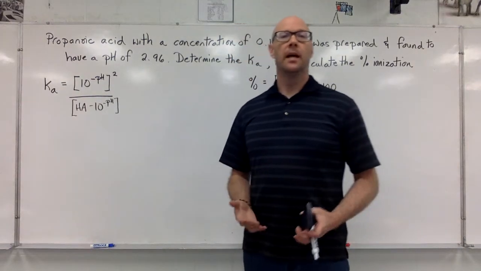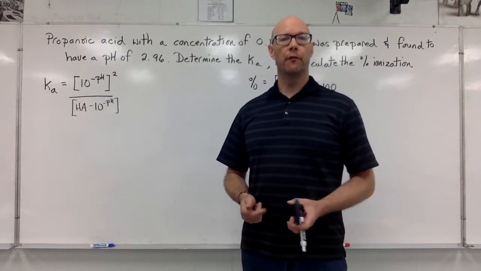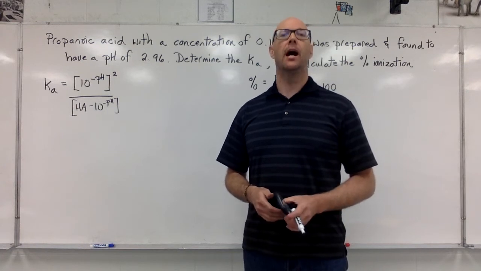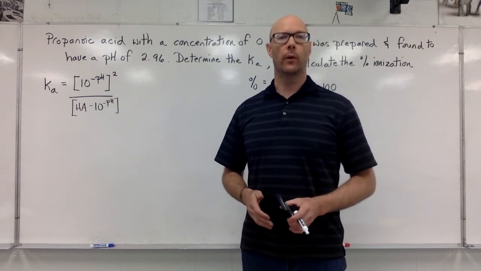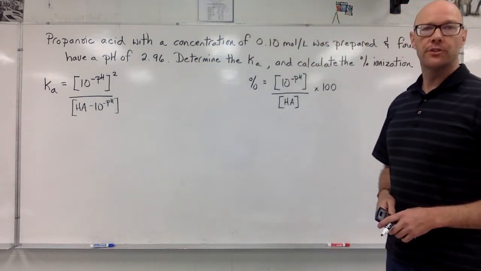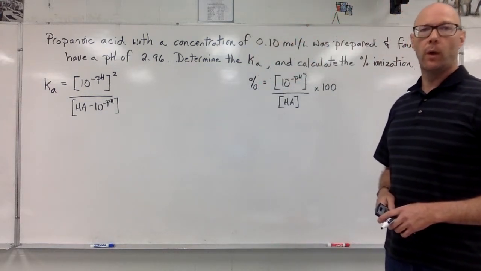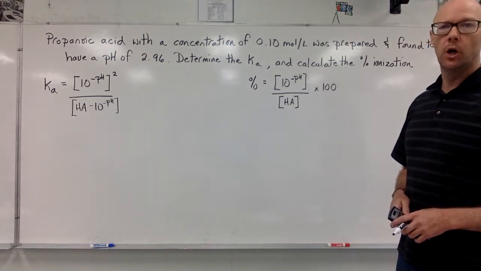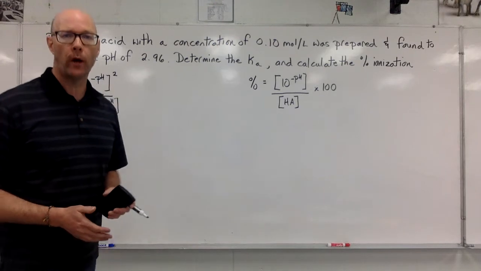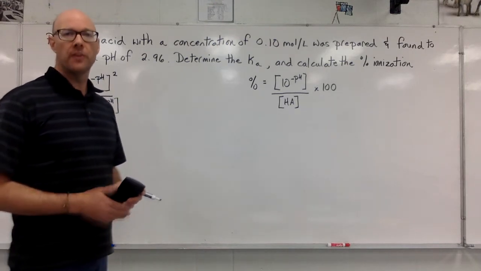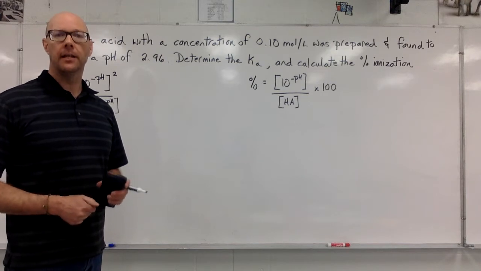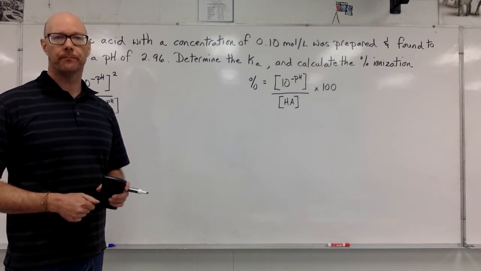Hi everyone. Today an example solving for the acid equilibrium constant as well as percent ionization. Here's our question. Propanoic acid with a concentration of 0.10 moles per liter was prepared and found to have a pH of 2.96. Determine the acid equilibrium constant, Ka, and calculate the percent ionization.